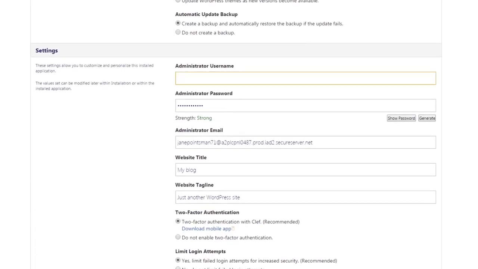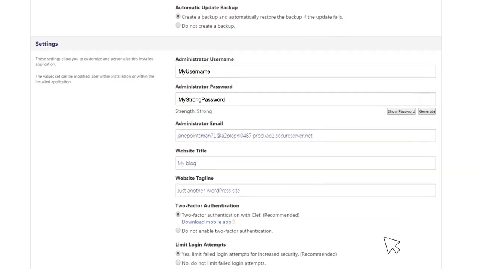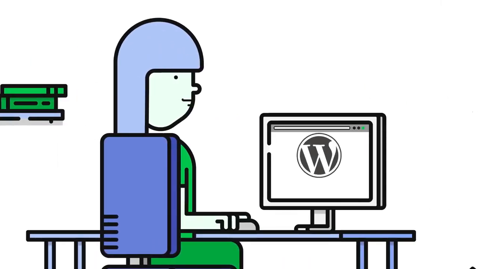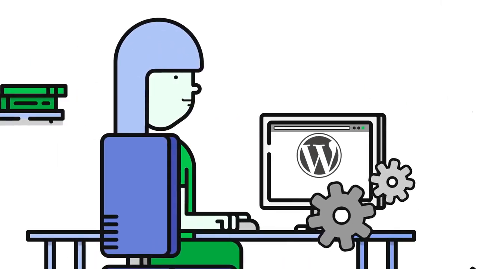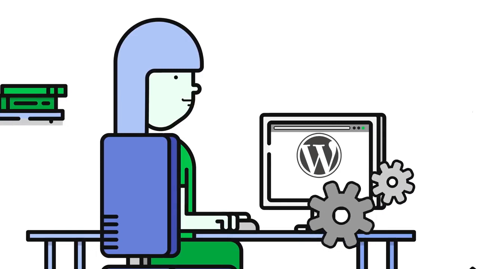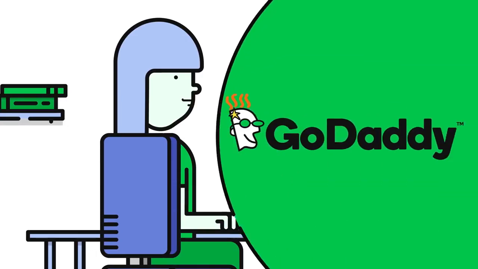Be sure to note them or change them to something you'll remember. When all the fields and options are set the way you want them, click Install. That's it. Now you can start creating with WordPress. For help using WordPress, click the link in the details below this video.